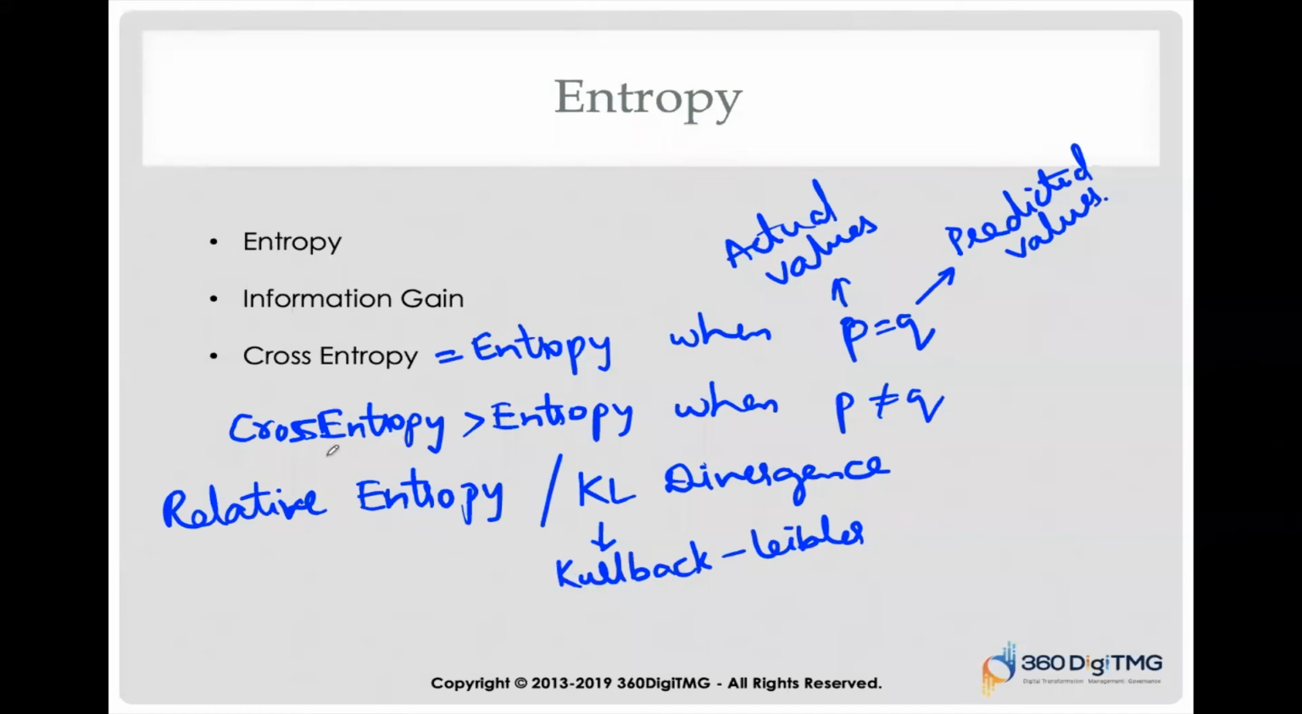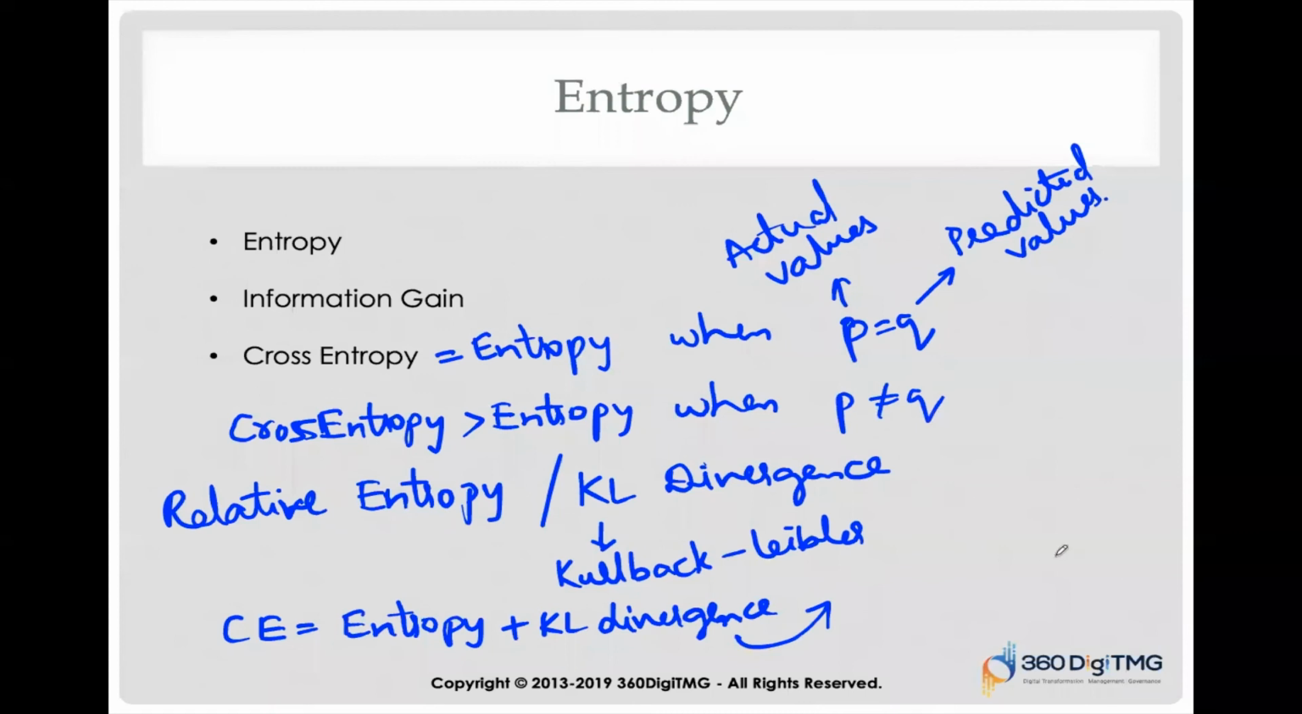So that means cross entropy, if C is cross entropy, is equivalent to nothing but entropy plus KL divergence. When is this formula going to hold true? When both the distributions of your actual and predicted classes are different. That is when this holds true. And KL divergence is also another measure of error, basically.